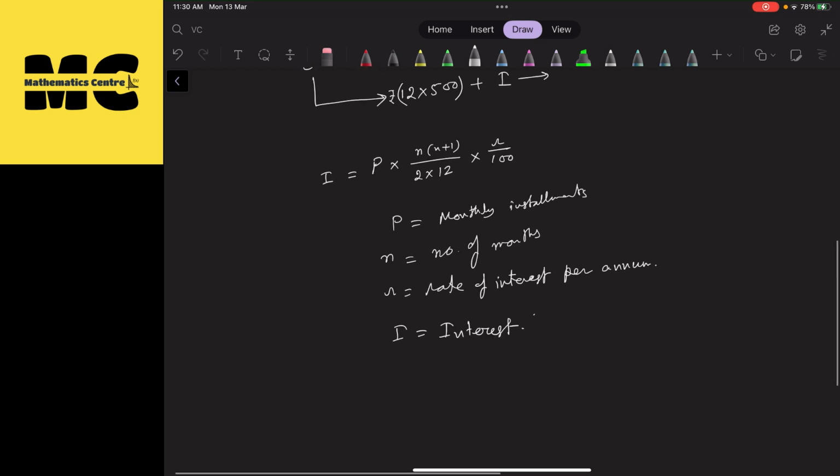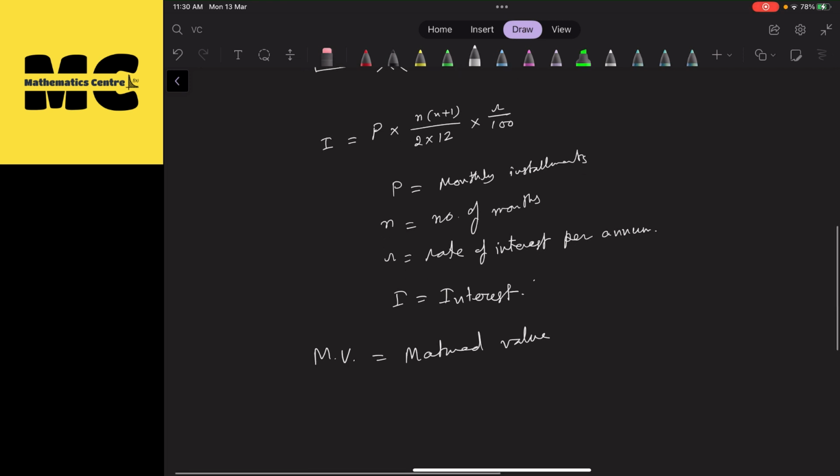Now, what is MV? This is a new term, that is matured value or maturity value. MV is P into n, that is the amount which you have provided to the bank, and you will get it back plus some interest. So the matured value is the principal you have provided plus the interest.